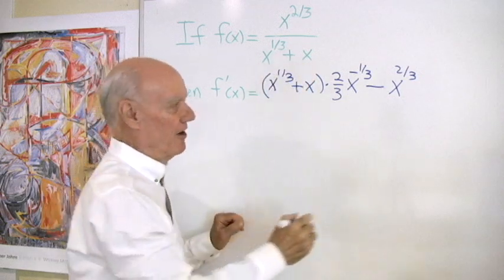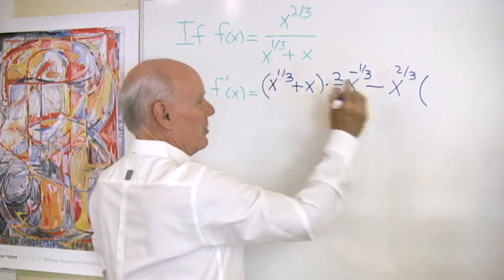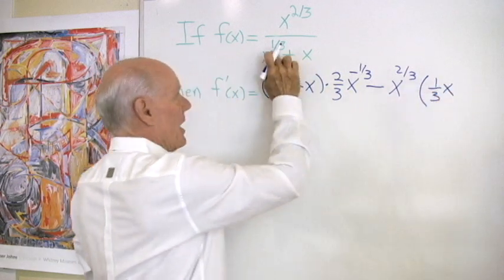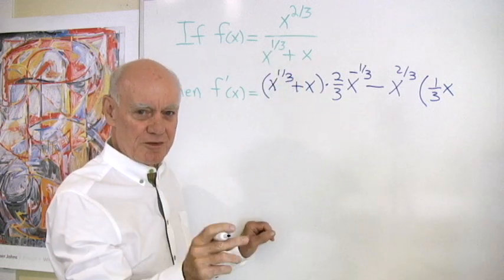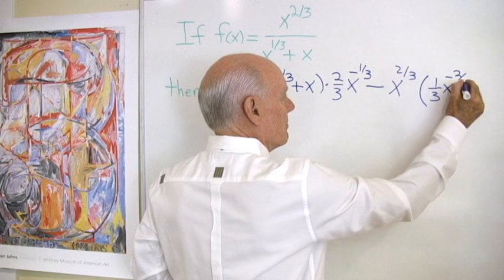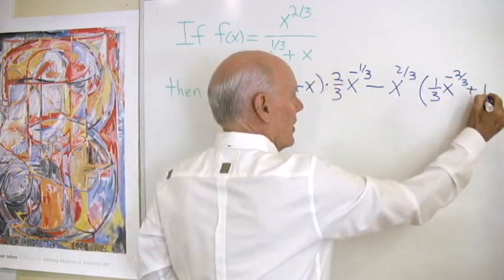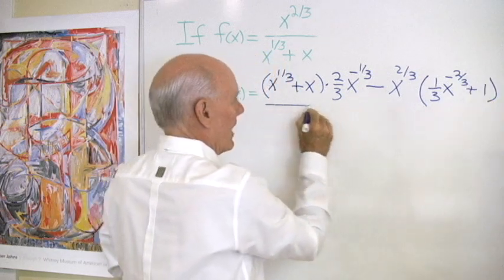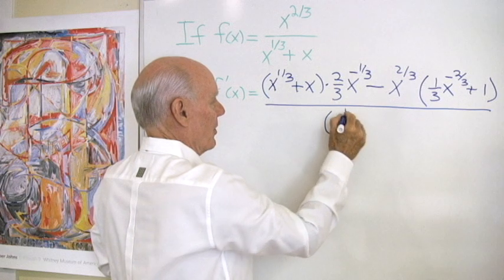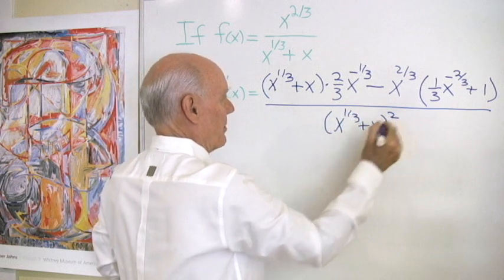differentiate the denominator. Okay, so when I differentiate x to the 1/3, the 1/3 comes out in front. x to a power 1 less, so 1/3 subtract 1 is going to be negative 2/3, plus the derivative of x, which is just 1. And all that is divided by the denominator squared, x to the 1/3 plus x, all to the second power.